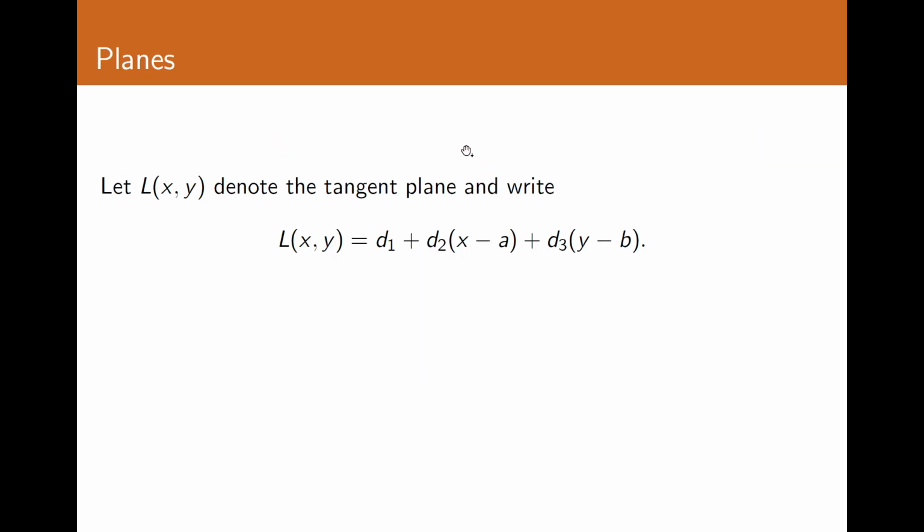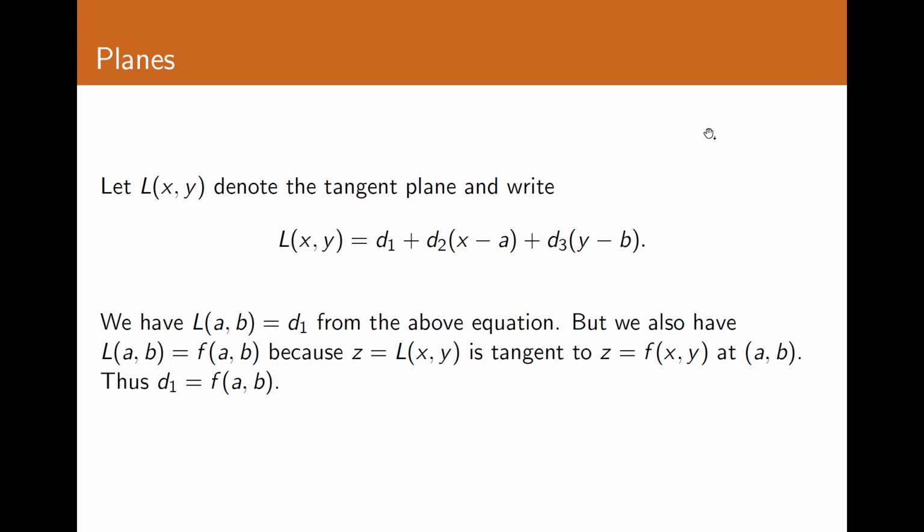We'll let L of x, y denote our tangent plane, and we're going to write it in the same form that we had before, where we're focused on the a and the b. What we need to do is figure out what d1, d2, and d3 are in terms of our function f. The first one's fairly easy to get. Notice if I plug in a and b into this equation, I get an a minus a here and a b minus b here. Both of these terms drop away to 0, so I just have d1 left over.